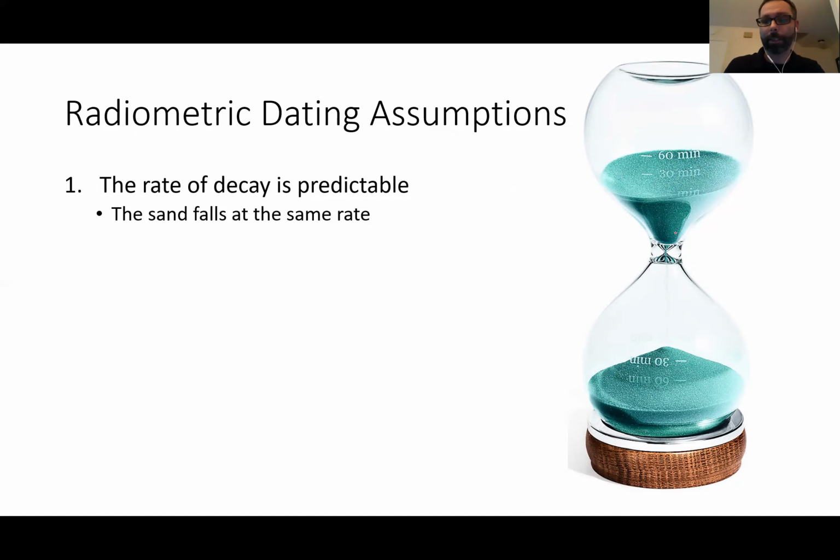Or for example, what if the sand was falling slower? Then it would make the sample seem older, because it would take longer for the sand to fall, more than an hour, right? So that would change our timing.